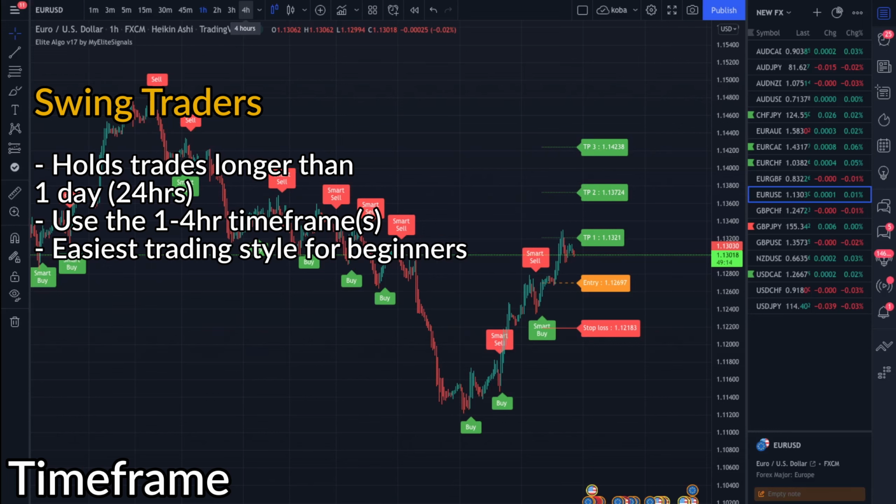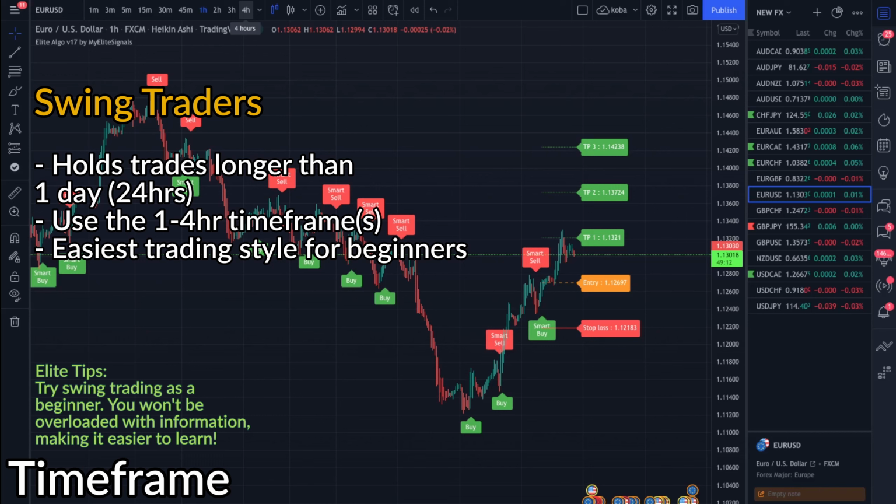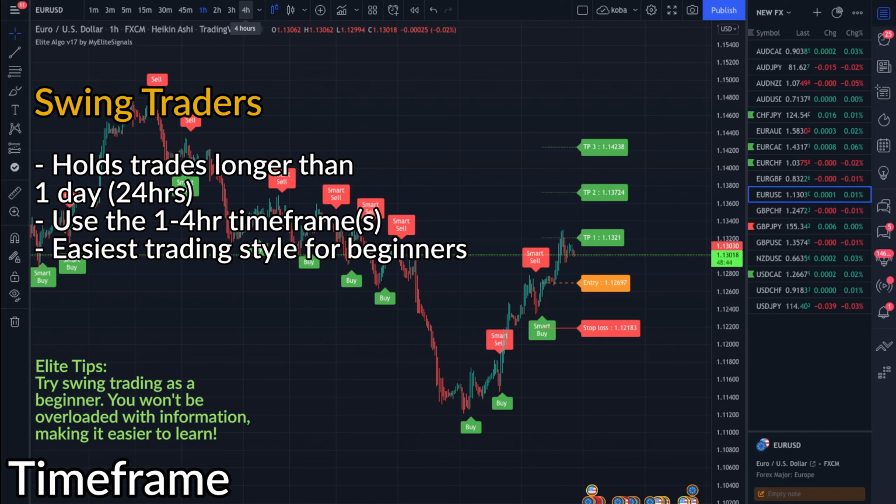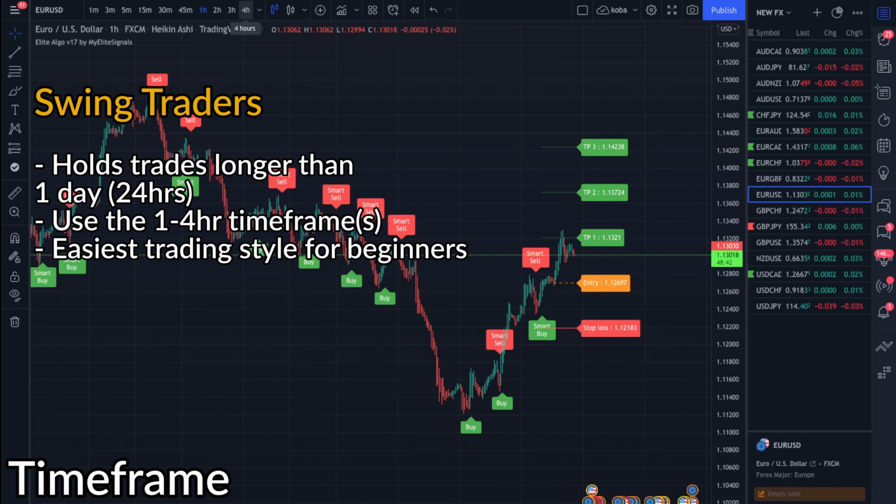So if you're a beginner trader using EliteAlgo, I highly recommend you start off as a swing trader, trading the 1 hour, 2 hour, 3 hour, and 4 hour time frame, guys, because that would be the easiest way for you guys to start trading. There's not going to be too much information happening very, very fast, and you're actually going to be able to sit there and relax while you're trading and actually take in what's happening on the chart, guys. So that's pretty much it when it comes to what the best time frame is.